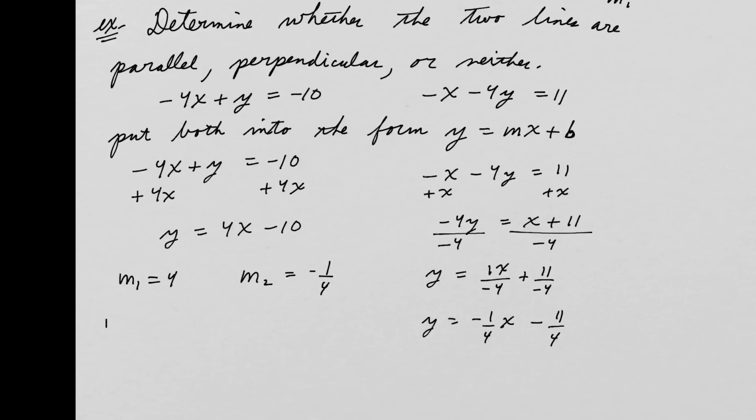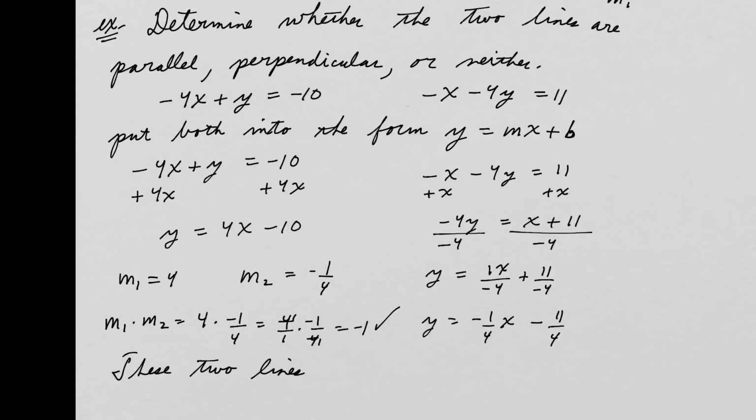So to see whether they're perpendicular, I multiply m1 times m2. So I have 4 times negative 1/4. Well, you can think of it like this: the 4's cancel. That's just negative 1, right? And remember, that is the test to see whether the two lines are perpendicular. So that checks. So these two lines are perpendicular. And if you plot them, you'll see that they're going to intersect at a right angle.